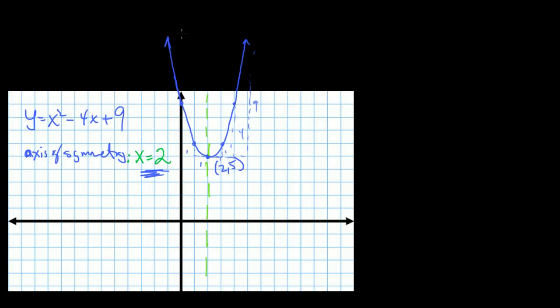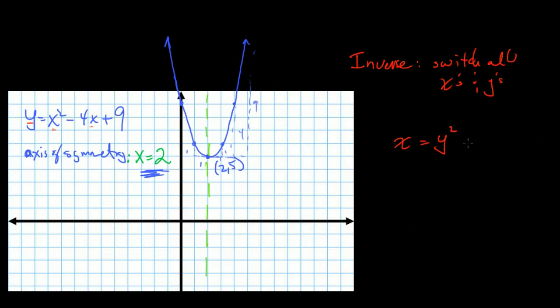So what happens now when we invert? Let's do the inverse of this parabola. Now the way to do an inverse is to switch all x's and y's. So this says y is equal to x squared minus 4x plus 9. So the inverse then would be x is equal to y squared minus 4y plus 9.